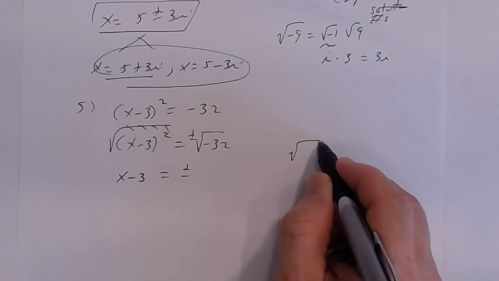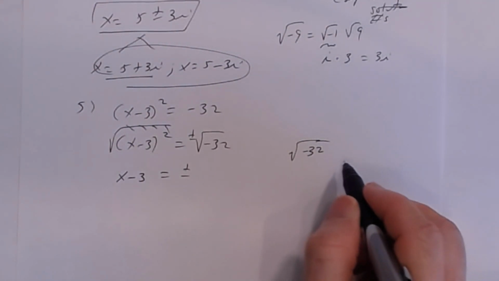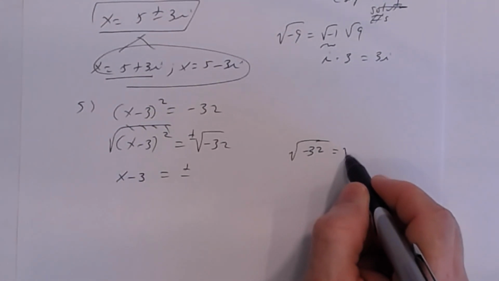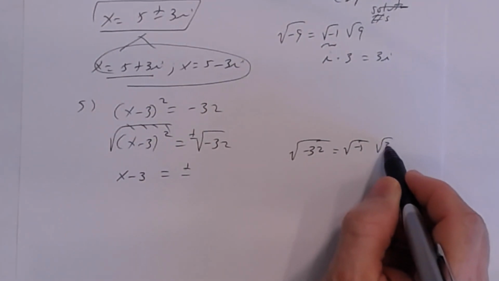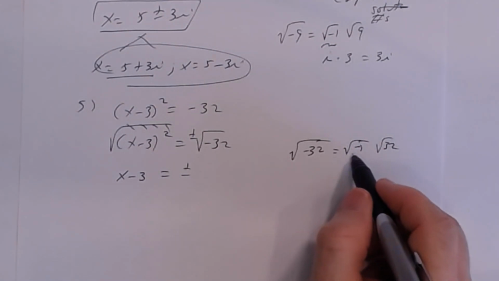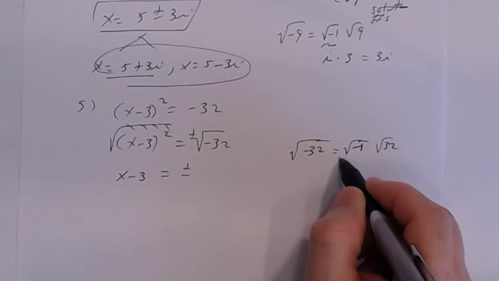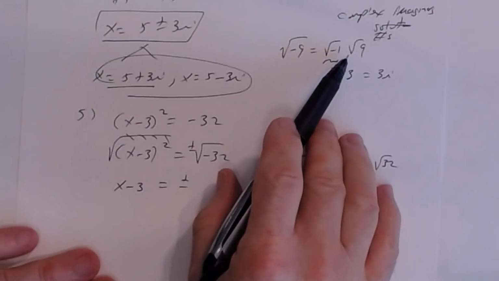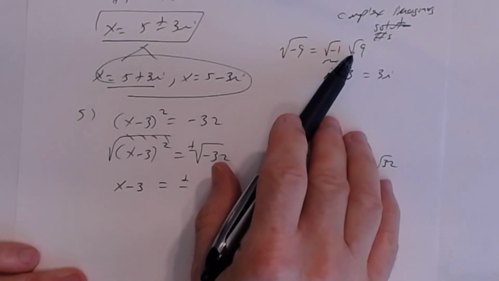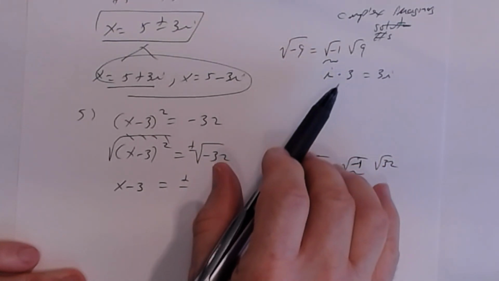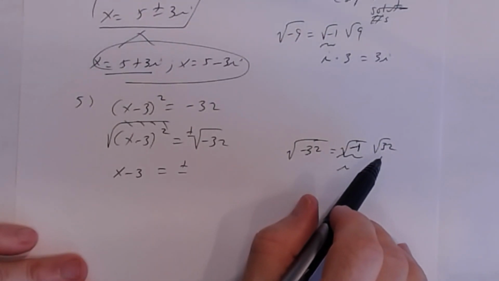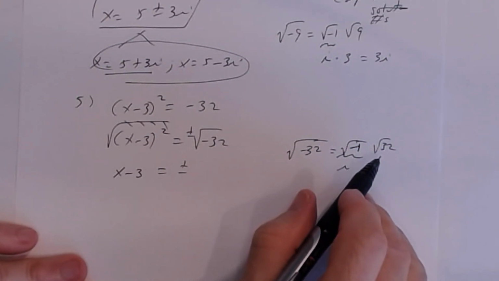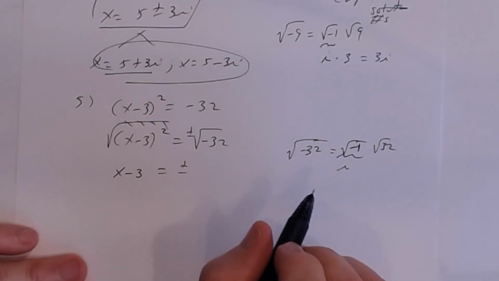Now let's talk about the square root of a negative 32. I can rewrite the square root of a negative 32 as the square root of a negative 1 times the square root of 32. We know that the square root of a negative 1 is defined to be i. If you remember the previous one, the square root of 9 is just 3, because 9 is a perfect square. Well, 32 is not a perfect square, but you can simplify the square root of 32 because there is a largest perfect square that goes into 32.